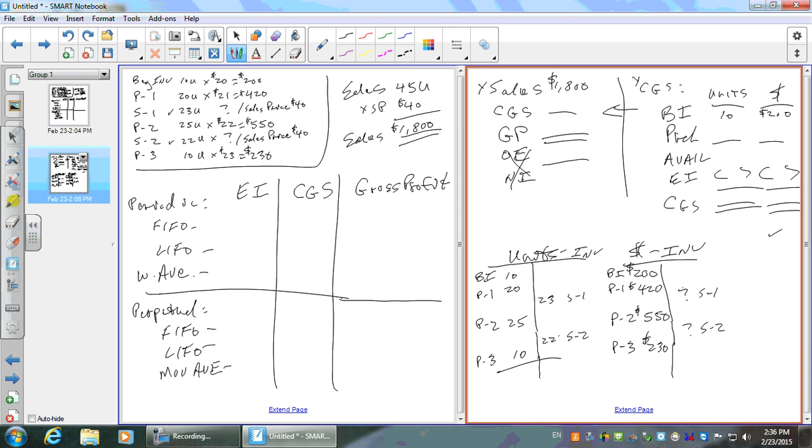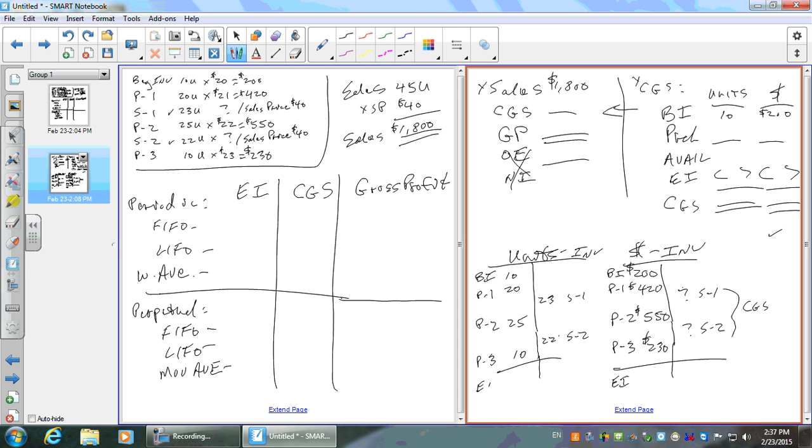Okay, so what we want to know is what is this cost here, right? That's going to be the cost of goods sold. It's debit cost of goods sold, credit inventory, isn't it? We want to know that. And we'd like to know our ending inventory, right? If I knew my ending inventory, I could get my cost of goods sold, couldn't I? That's the trick, okay?